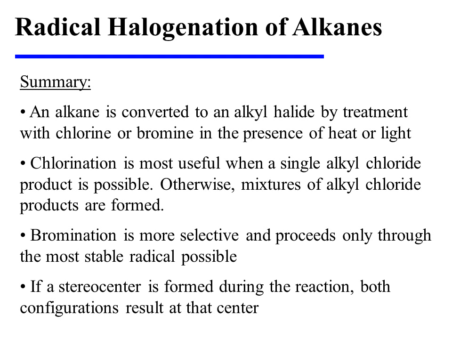In summary, radical halogenation converts an alkane to an alkyl halide by treatment with chlorine or bromine in the presence of heat or light to initiate the process. Chlorination is most useful when only a single alkyl chloride product is possible. Otherwise, mixtures of alkyl chloride products will be formed. On the other hand, bromination is more selective. It proceeds through only the most stable carbon-centered radical, yielding predominantly one product. If a stereocenter is formed during the reaction, both configurations result at that center.